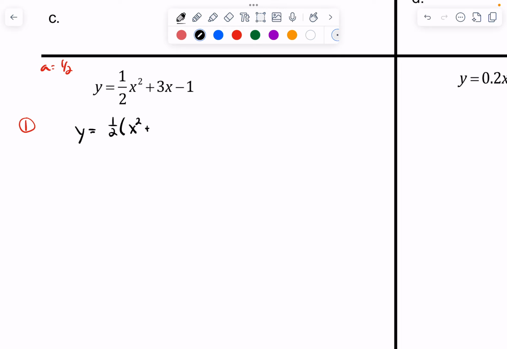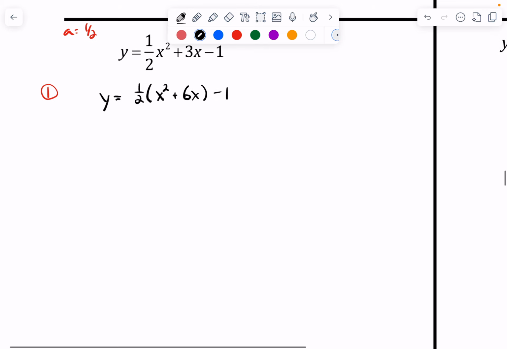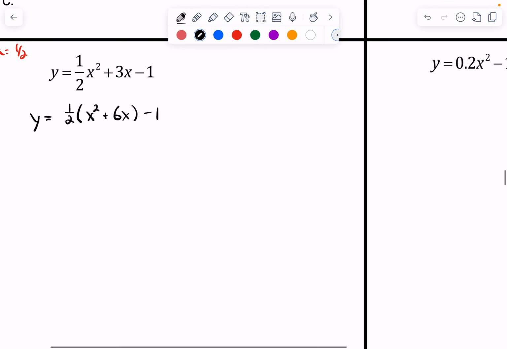But then use your calculator. What is 3x? When you factor out a half, it's like you're taking 3x and dividing it by a half. So if you do that, you would get 6x minus 1. Take your b value, 6, divide it by 2, square it. So that's 3 squared, or 9.